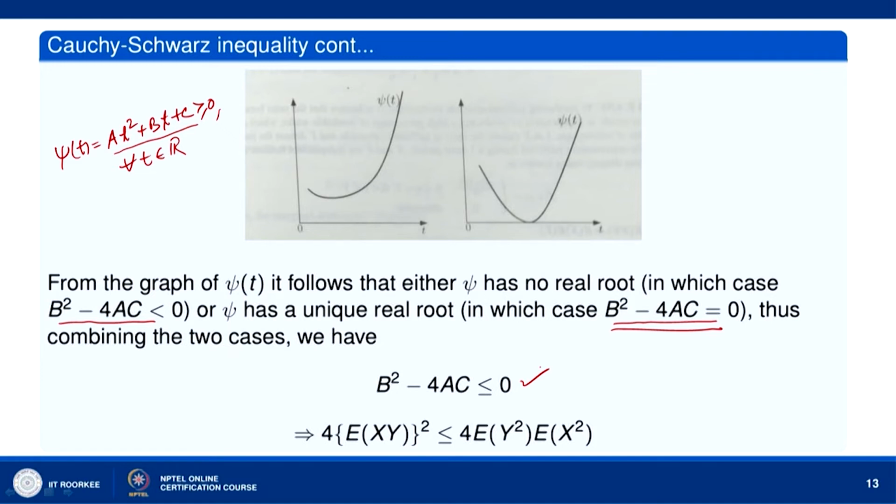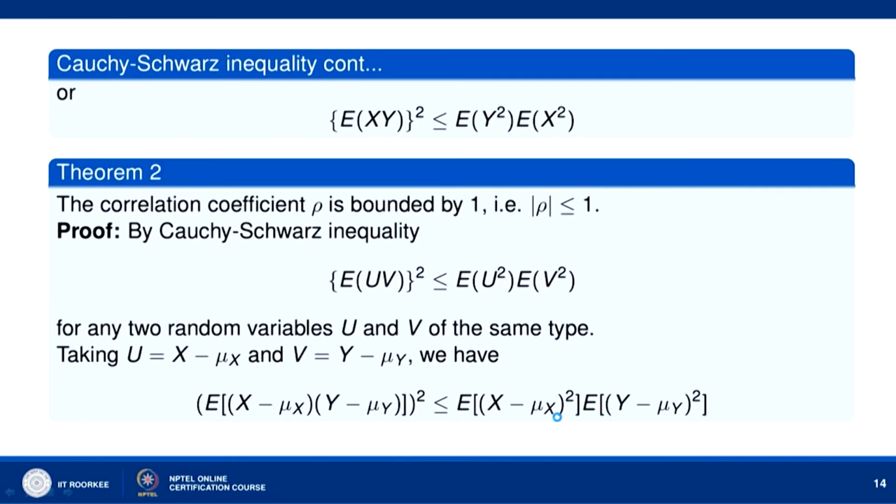So, b is equal to 2 times E[XY]. So, b squared is 4 times E[XY] whole squared, which is less than or equal to 4 times a, that is E[Y squared], into c, which is E[X squared]. So, we get E[XY] whole squared less than or equal to E[Y squared] into E[X squared], which proves the Cauchy-Schwarz inequality for the random variables X and Y.